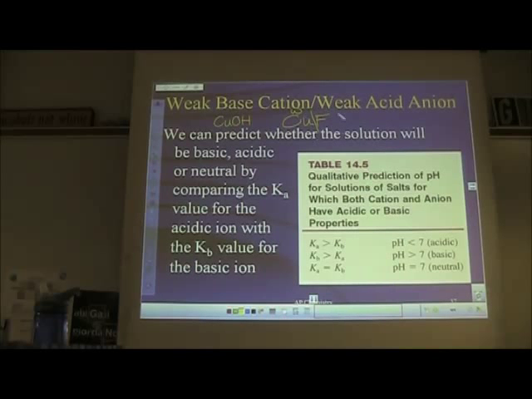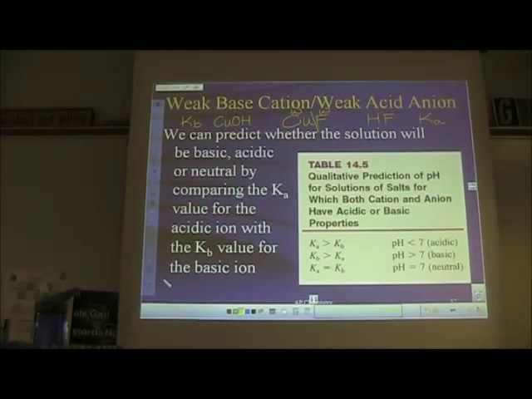Okay. What acid could this side form? Strong or weak? Weak. Okay? You can't just look at this and say acidic, neutral, or basic. You must have additional information. What additional information? Here's what you must be given. The Kb for whatever the base will be, and the Ka for whatever the acid will be. And from there, it's very logical. If the Ka is bigger, it's acidic. If the Kb is bigger, it's basic. If they're equal, it's neutral.